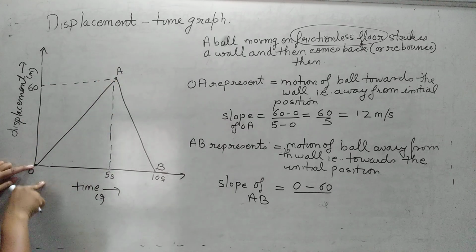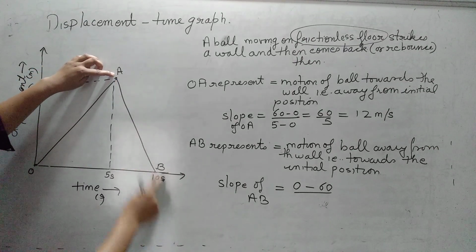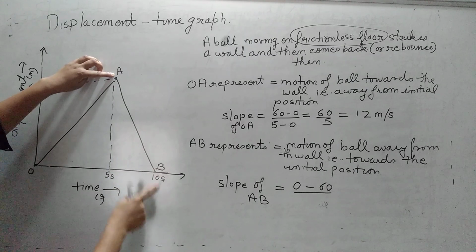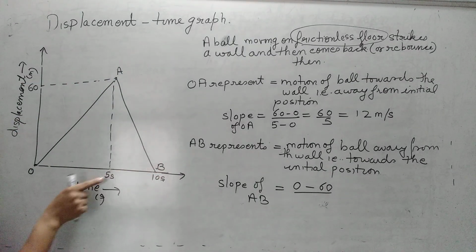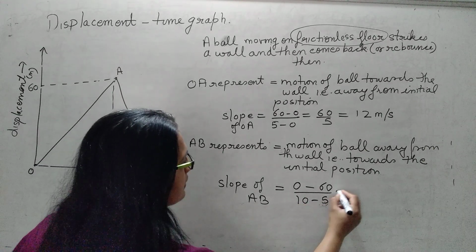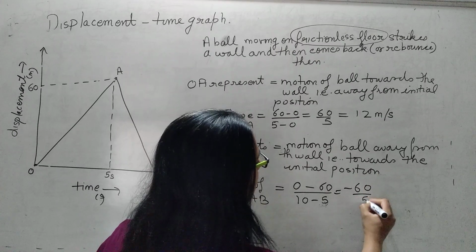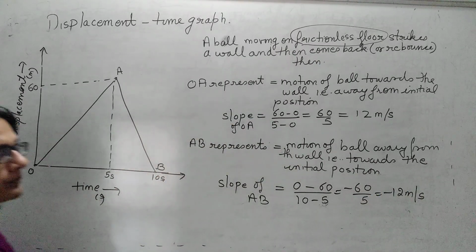So 60 minus 0. Now it is moving from wall to initial. Wall to this position, that is 0 minus 60. But time is always increasing. Time कहाँ गया है? 5 से 10 seconds. 10 minus 5, so minus 60 by 5, that is minus 12 meter per second.